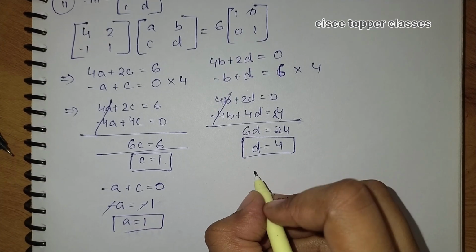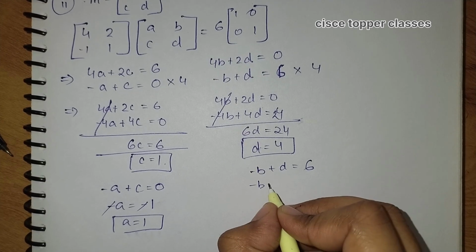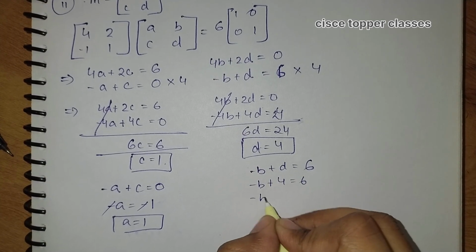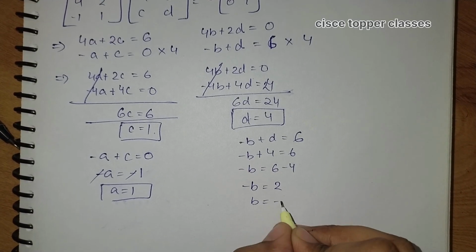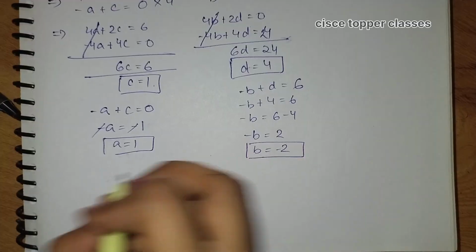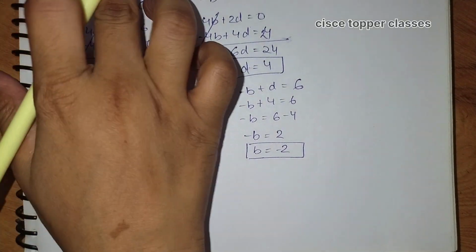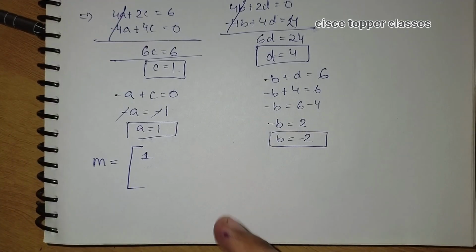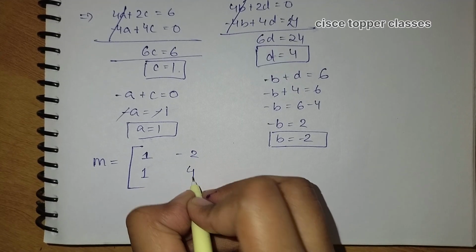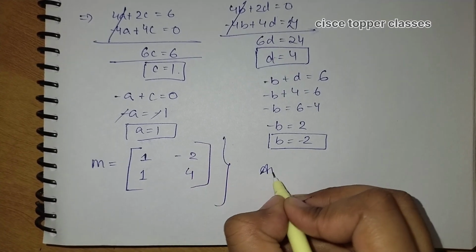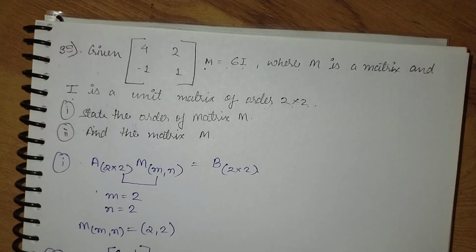If we find the value of b, this will become minus b plus d is equal to 6. So minus b plus 4 equal to 6, and minus b is equal to 6 minus 4, minus b is equal to 2, and b is equal to minus 2. So if we write the matrix M here of order 2 cross 2, putting the value of A, B, C, D in this matrix here, A is 1, B is minus 2, and C is 1, again D is 4. So this is the final answer of this question which we have to find. Matrix M only we have to find, and this is the solution of question number 35.